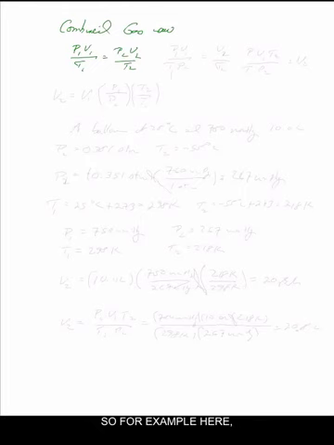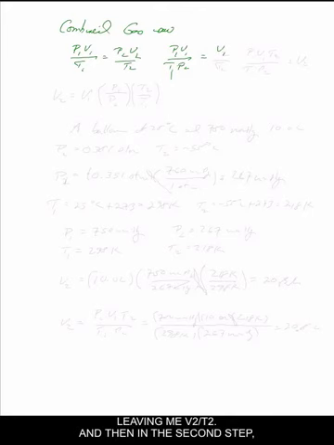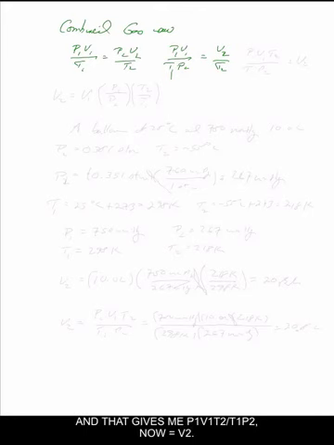So, for example here, if I wanted to find a new volume and rearrange algebraically, the solution might be, as a first step, to move the P2 to the opposite side of the equation by dividing both sides by P2. That would give me P1 V1 over T1 P2, because I divided both sides by P2. That makes P2 go away on the right-hand side, leaving me V2 over T2. And then in a second step, I can cross-multiply, i.e. multiply both sides by T2, and that gives me P1 V1 T2 over T1 P2 equals V2.